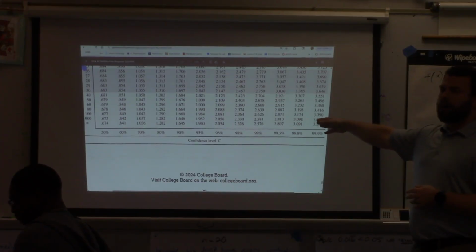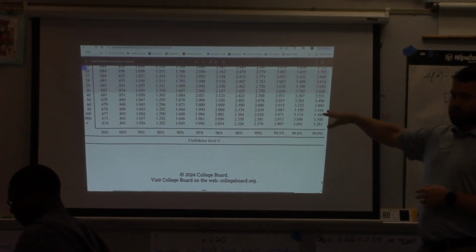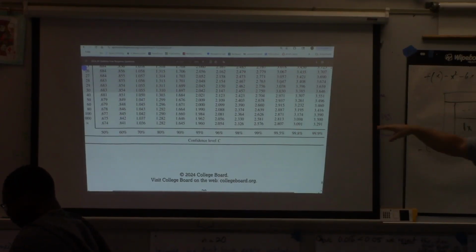Okay? So I'll print out this table only for you. It's the only table that I recommend looking at. But yeah, there's a 95% confidence level. The critical value is 1.96.